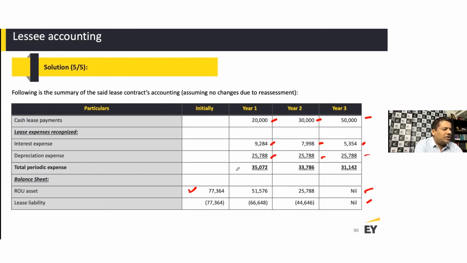So I'm charging, and these are the revised figures. This is the P&L cost, the total P&L cost, which is nothing but the amortization plus the interest. And that's my ROU asset after the amortization. That's my liability. Remember, just see this.